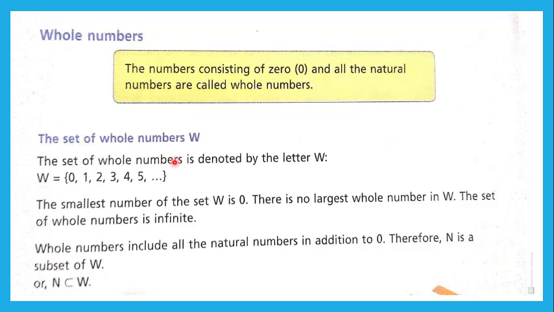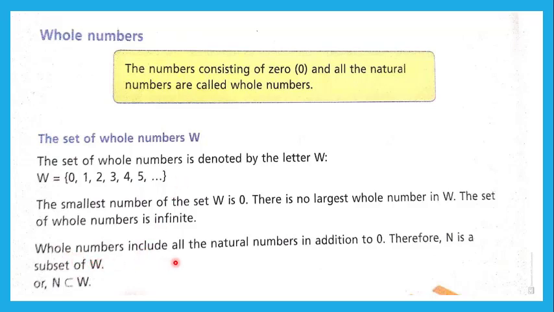The set of whole numbers is represented by capital letter W, and we can write this in the form of a set: W is equal to 0, 1, 2, 3, 4, 5 and so on. The smallest element in whole numbers is 0 and there is no largest whole number in W. Why? Because this is an infinite set. I cannot say 5 is the largest number, because after 5 there is 6, and after 6 there is 7, and after 7 there is 8 and so on.